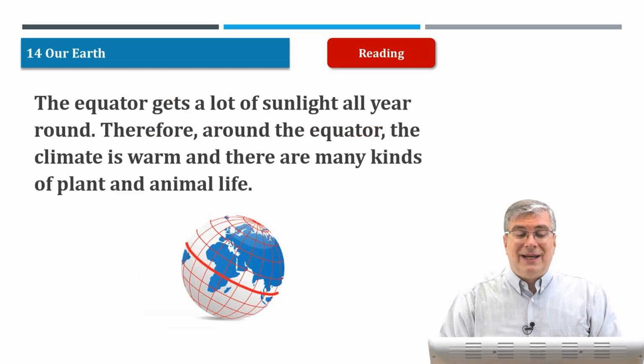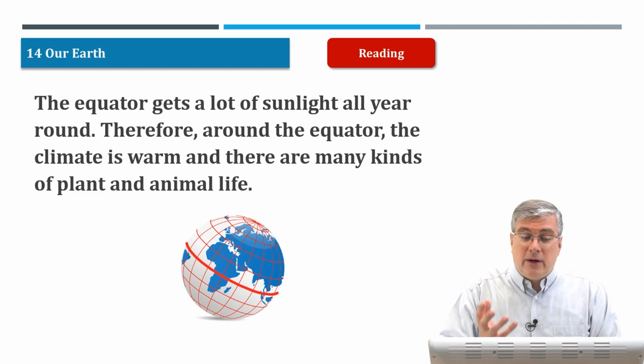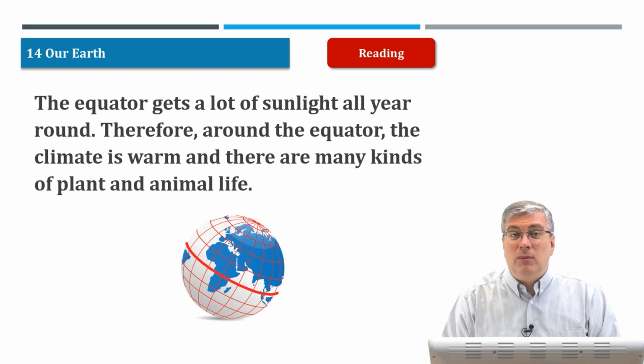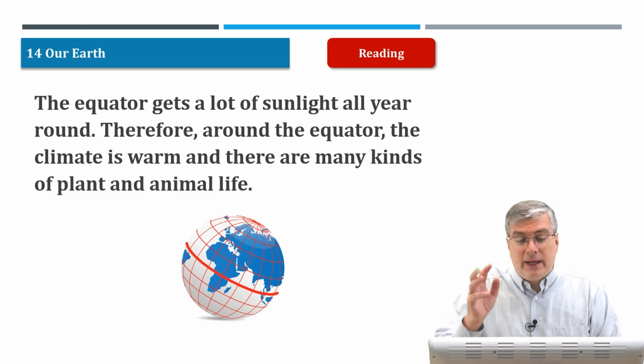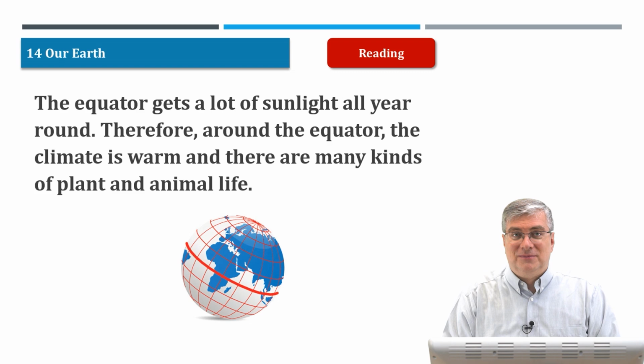The equator gets a lot of sunlight all year round. Therefore, around the equator, the climate is warm, and there are many kinds of animal and plant life. There are many kinds of plant and animal life. Okay.